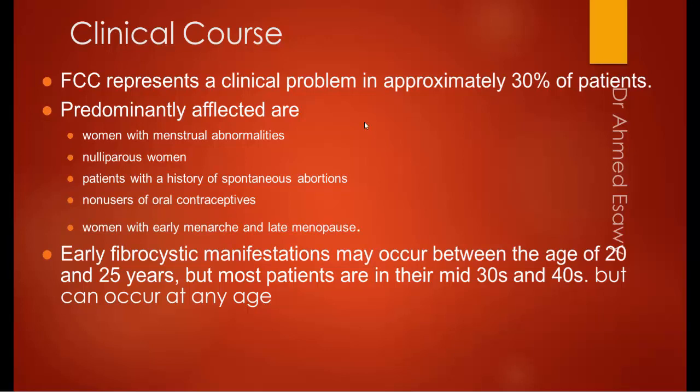Predominantly affected are women with menstrual abnormalities, nulliparous women, patients with a history of spontaneous abortion, non-users of oral contraceptives, women with early menarche and late menopause. Early fibrocystic manifestations may occur between the ages of 20 and 25 years, but most patients are in their mid 30s and 40s, but it can occur at any age.